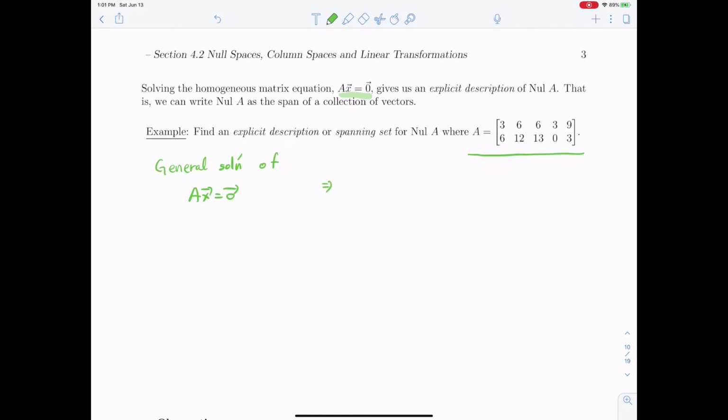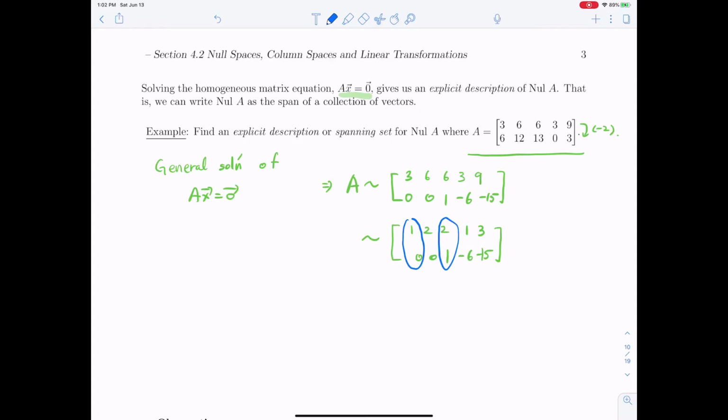Here, if you multiply the first row by negative 2 and add that to the second row, this gives you A is row equivalent to 3, 6, 6, 3, 9, and 0, 0, 1, negative 6, negative 15. Then if you divide the first row by 3, that gives you a reduced echelon form for the given matrix. From here, we can tell that the pivot columns are the first and the third. So x1 and x3 are basic variables, and the rest are free variables.